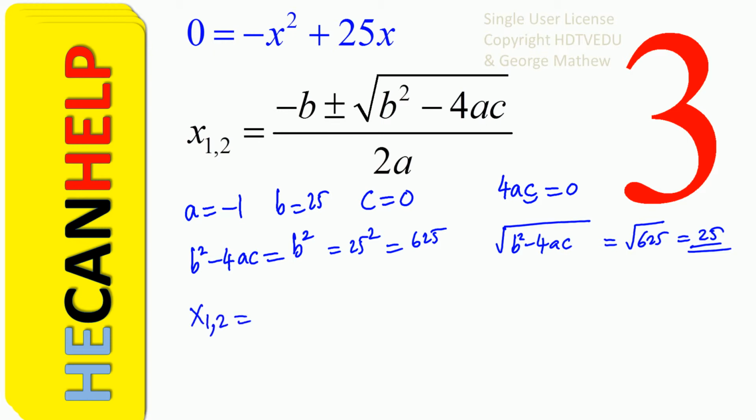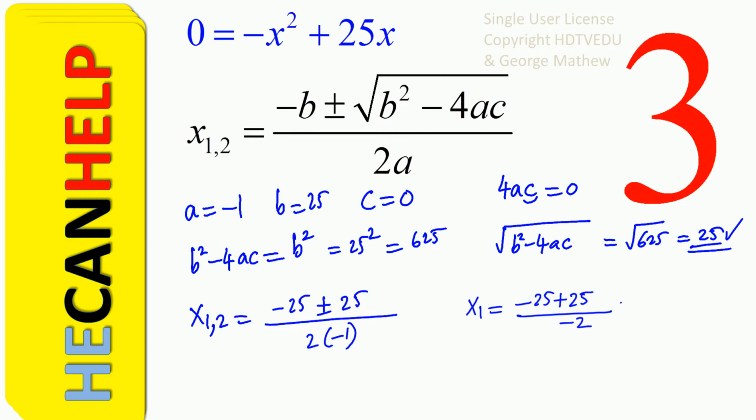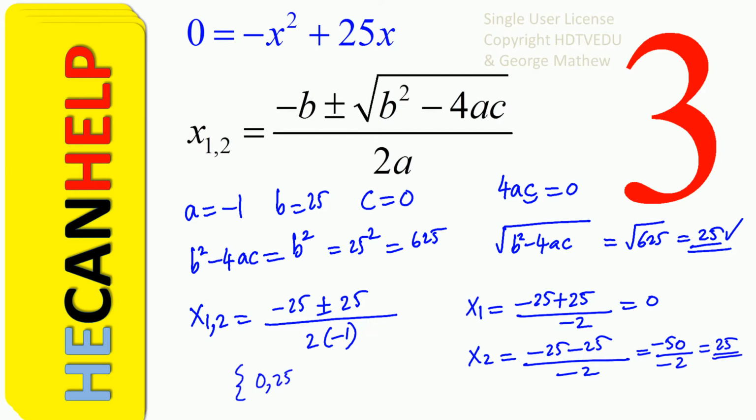So our x1,2 is given by negative b. What is b? 25. So negative of 25 plus or minus 25, because the square root of b squared minus 4ac is 25, divided by 2 times a, which is negative 1. Immediately you see that x1 is equal to negative 25 plus 25 divided by negative 2, and that is equal to 0. And we get x2 equals negative 25 minus 25 divided by negative 2, which is negative 50 divided by negative 2, and that is 25. So we get the same solution set, 0, 25.